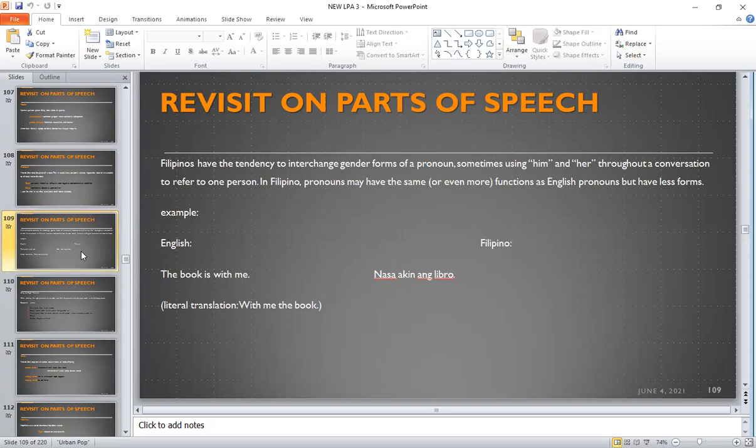Filipinos have the tendency to interchange gender forms of a pronoun, sometimes using him and her throughout a conversation to refer to one person. In Filipino, pronouns may have the same or even more functions as English pronouns, but have fewer forms. For example, the book is with me. In Filipino, nasa akin ang libro. If you literally translate it, it becomes "with me, the book." So it's not the case, all right? The book is with me. If you do it literally, like our sample letter earlier, literally translated in English, it's different.